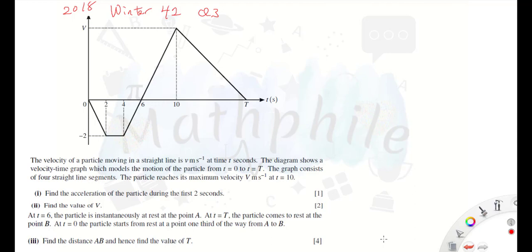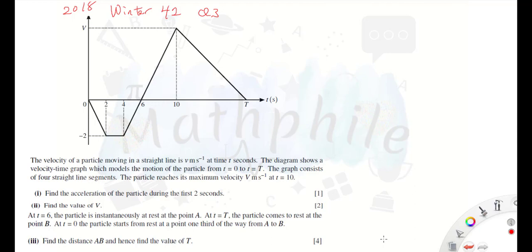The velocity of a particle moving in a straight line is v meters per second at time t seconds. The diagram shows a velocity-time graph which models the motion of the particle from t equal to 0 to t equal to capital T. The graph consists of 4 straight line segments, so it means that everything is straight. The particle reaches its maximum velocity v meters per second at t equal to 10. Find the acceleration of the particle during the first 2 seconds.